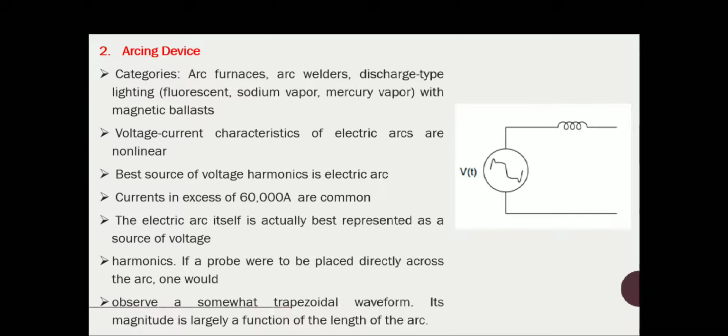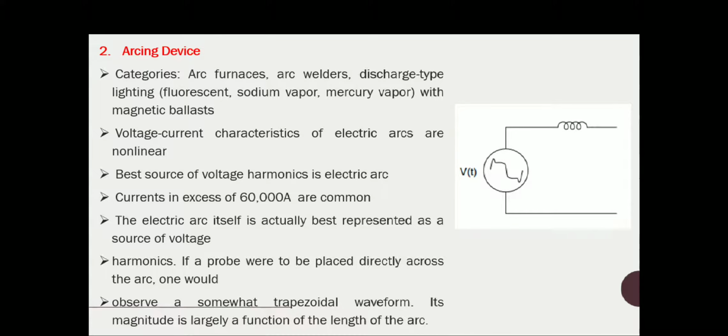And this electric arc is the major source of voltage harmonics in the system. And during arc, currents in excess of 60,000 amps are common. And an electric arc itself we can represent as a source of voltage, that is, a source of voltage harmonics.